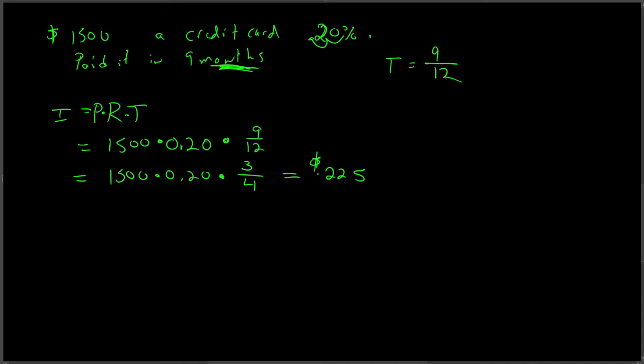So the credit card, $1,500 for 9 months on the credit card. Well, if I add those together, that's $1,725. So the larger the interest rate, the quicker this adds up. And so the total amount is the principal plus the interest.